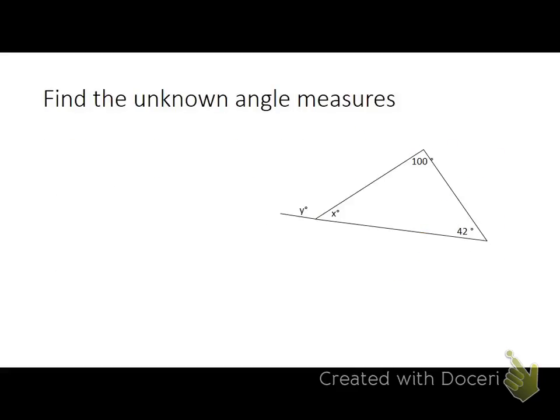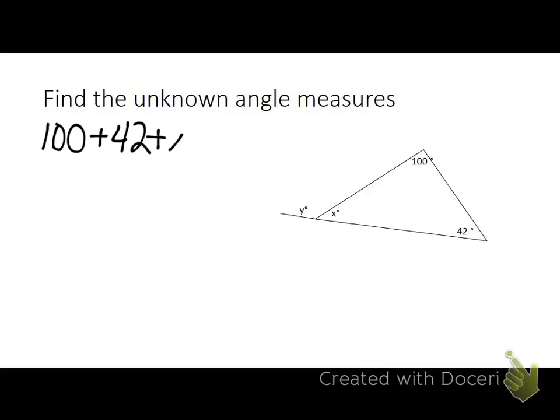Now find your unknown angle measures. Find your x and find your y. Okay, so which one do I solve first, x or y? X. All right, I solve x first, right? Okay, what is my equation? Everybody say it with me. X plus 100 plus 102 equals 180.